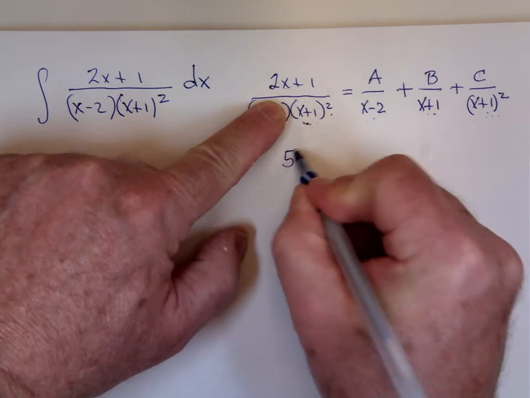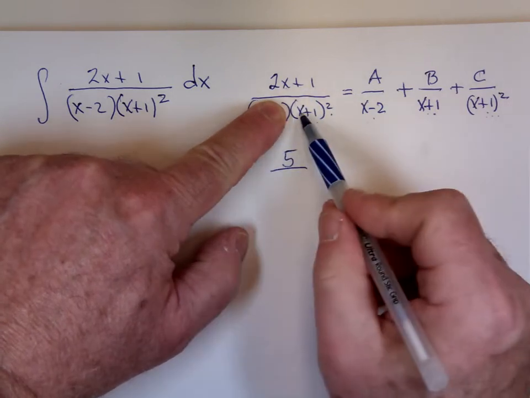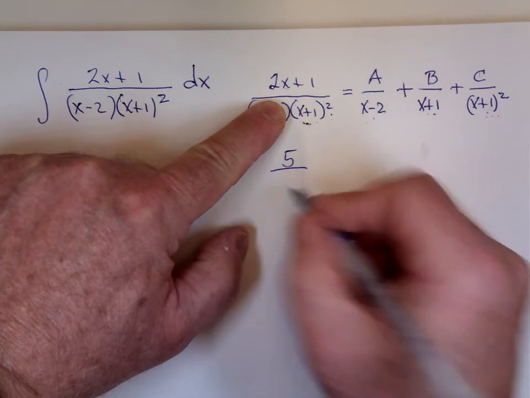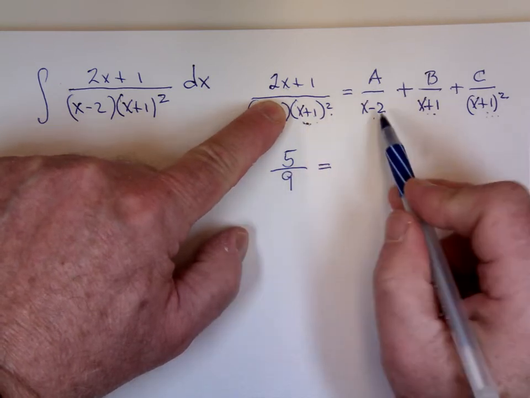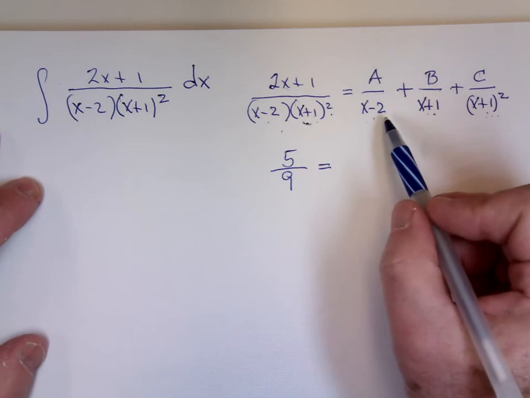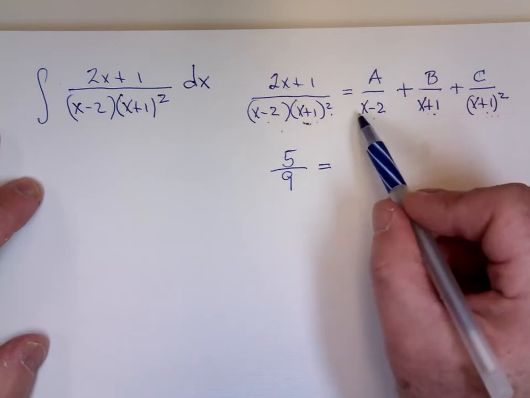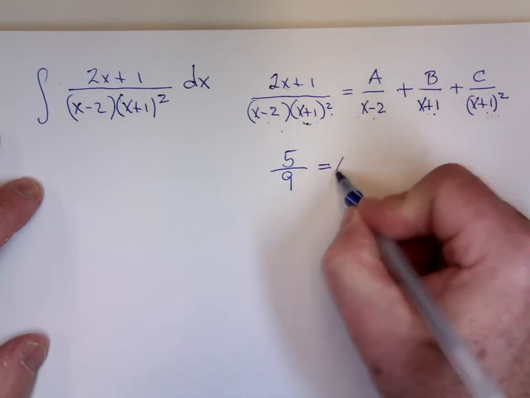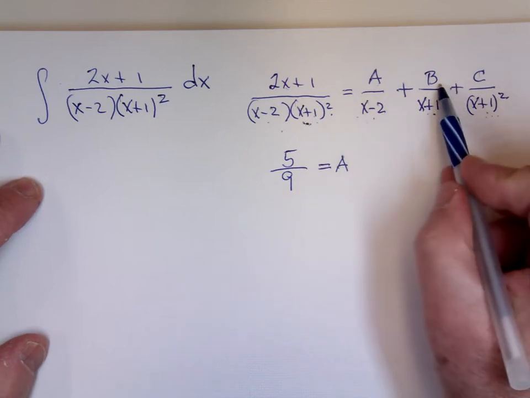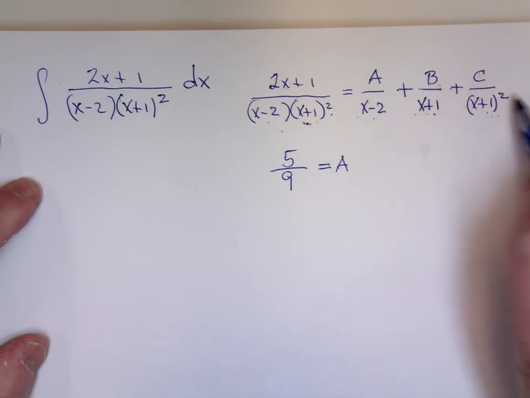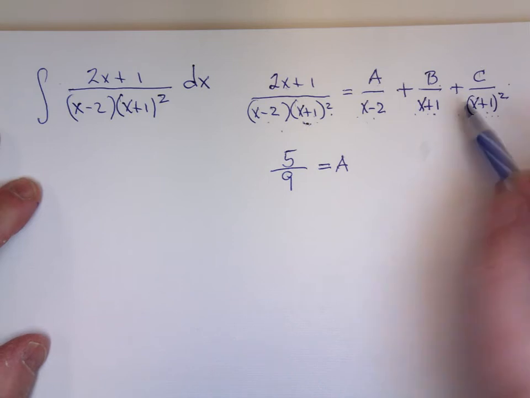Okay. 2 plus 1 is 3, squared is 9. Now what happens on this side? You're multiplying by x minus 2. That's gone. A is by itself. The b is getting multiplied by x minus 2, but you're letting x equal 2. That's multiplying by 0. That's gone. You're multiplying this by x minus 2. You're letting x equal 2. That is a 0. This is gone. A is 5/9. Done with A.